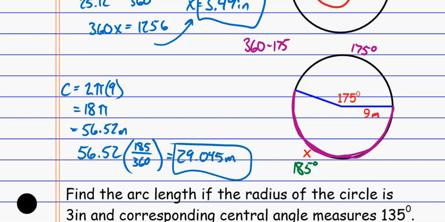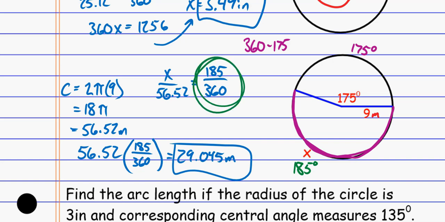Again, the second option is to kind of look at it this way and say, okay, x is part of the circumference over the whole circumference. So it's the partial measurement over the whole measurement. And now I look at the degree measurements and say the partial degree measurement is 185 over the whole degree measurement is 360. And notice, you still have to create the same fraction, all right?